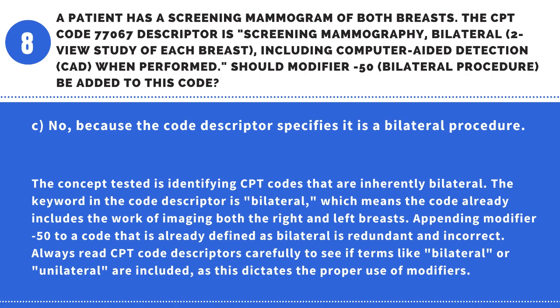Answer: C. No, because the code descriptor specifies it is a bilateral procedure. The concept tested is identifying CPT codes that are inherently bilateral. The keyword in the code descriptor is bilateral, which means the code already includes the work of imaging both the right and left breasts. Appending modifier -50 to a code that is already defined as bilateral is redundant and incorrect. Always read CPT code descriptors carefully to see if terms like bilateral or unilateral are included, as this dictates the proper use of modifiers.